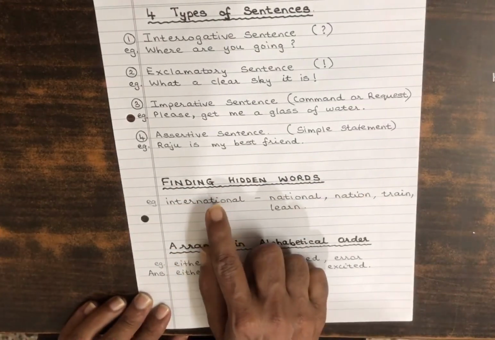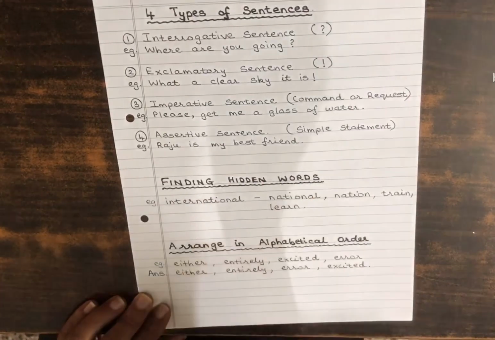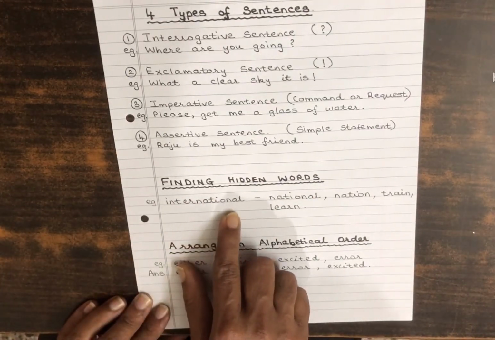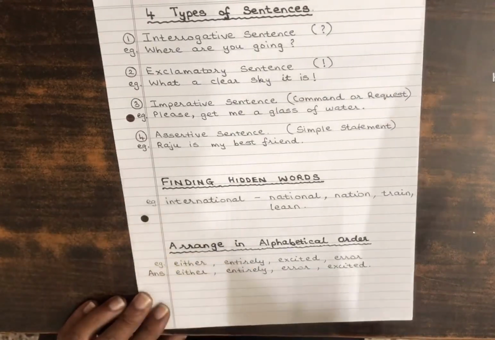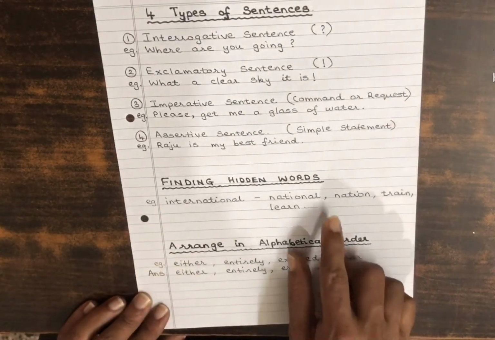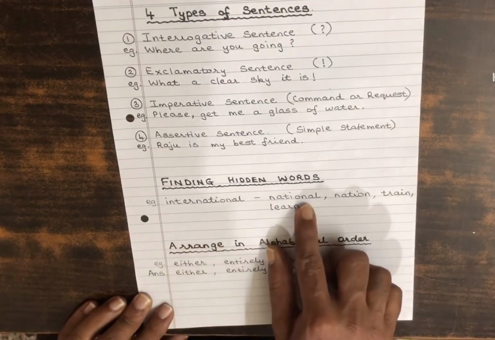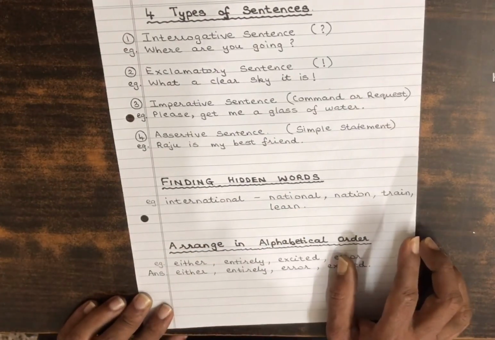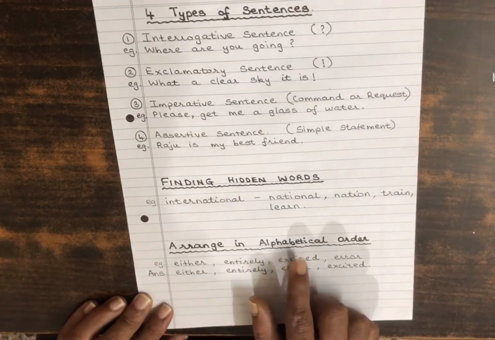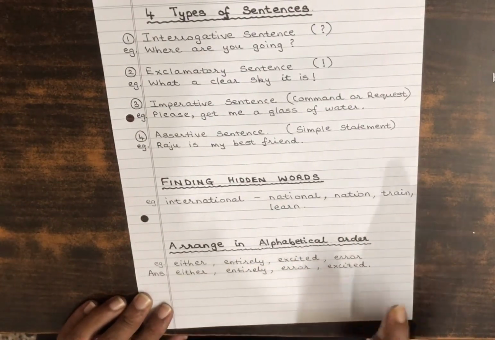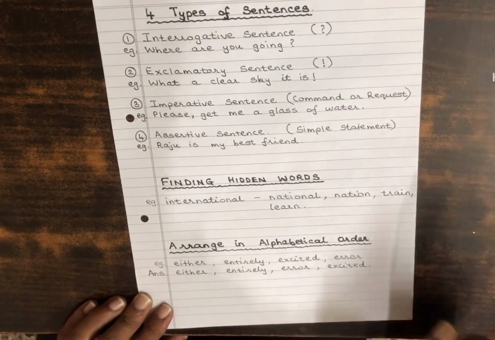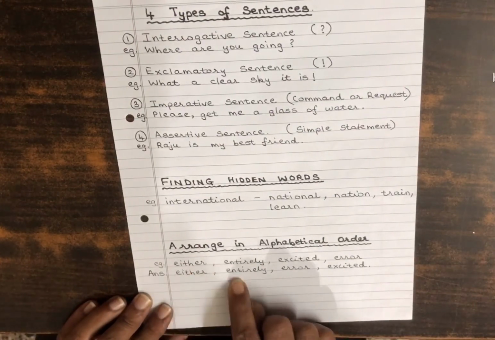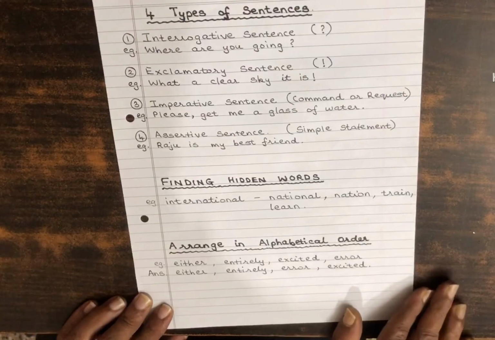Then next topic, find the hidden words. Now they'll give you one big word, for example, international. So you have to make 2 or 4 words, but they have to be a minimum of 3 or 4 letters. You can't write in, on and so on. You have to at least write 3 or 4-letter words. Okay, so international, I wrote national, nation, train, learn, and so on. Arrange in alphabetical order. Alphabetical, that is A, B, C, D, E, F, G, that order. Now if the first letter is the same, then go with the second letter and put in the A, B, C, D order. So get the full marks.